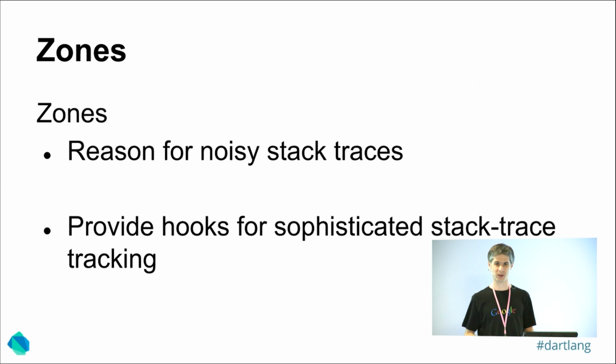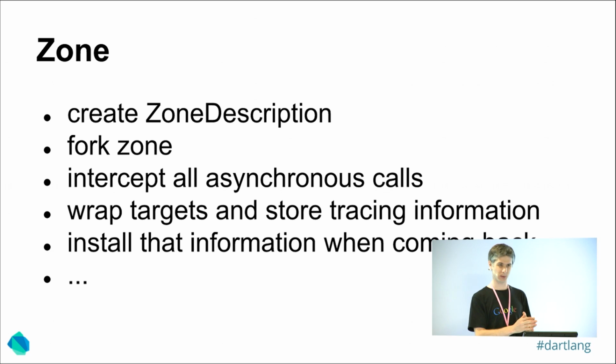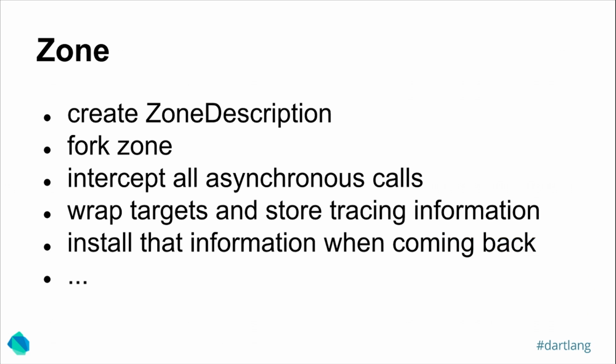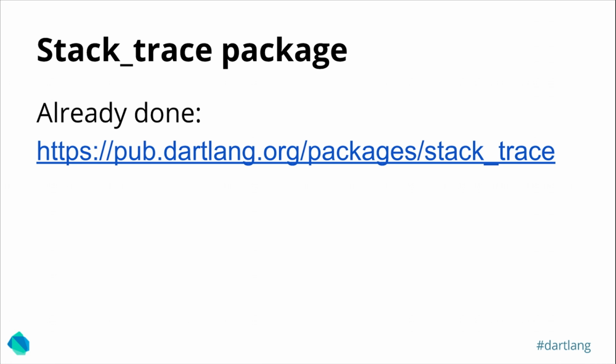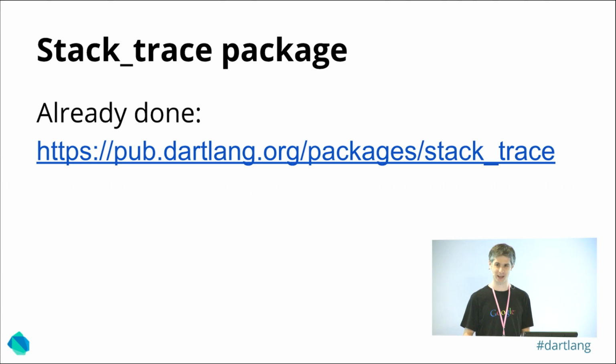I could easily do a full 30-minute talk on zones, so I will not go into a lot of detail. But if you want better debugging and want to track the stack traces, you need to create a zone description, then fork the zone with that description. You intercept all the asynchronous calls in that zone description. You wrap the targets and store the tracing information on them so that when you come back, you can find it again, and then you install the information when you come back. Basically, this is extremely complicated. But fortunately for you, Natalie on the Dart team actually implemented this. There's a stack trace package that does that for you, and this really helps a lot in asynchronous programming.